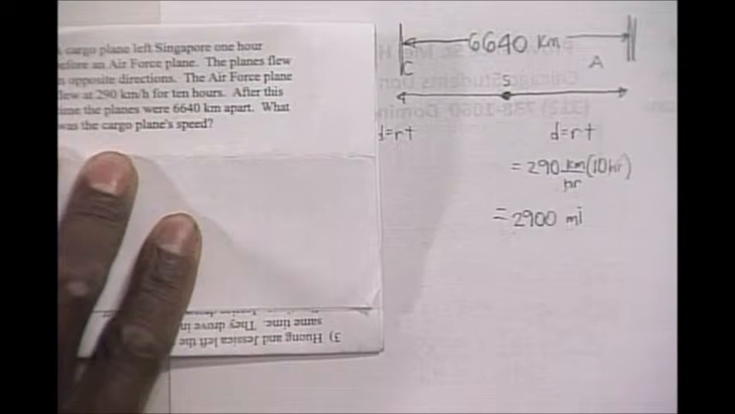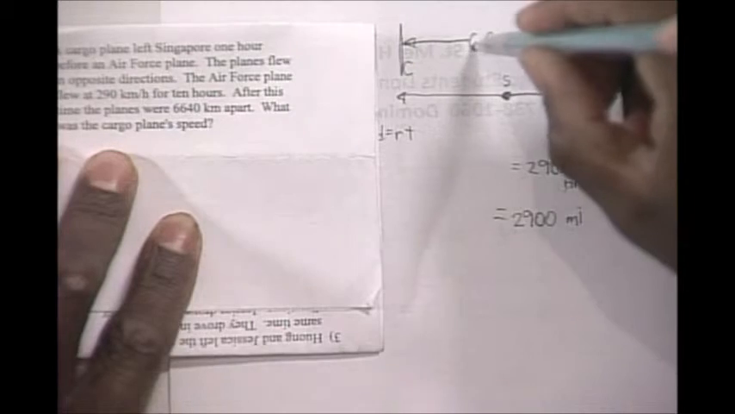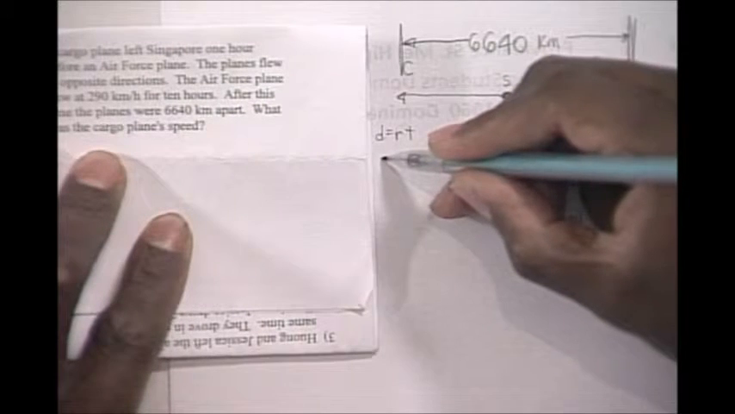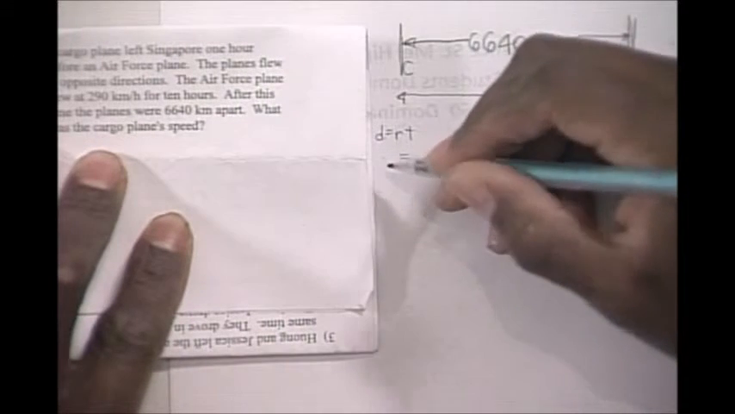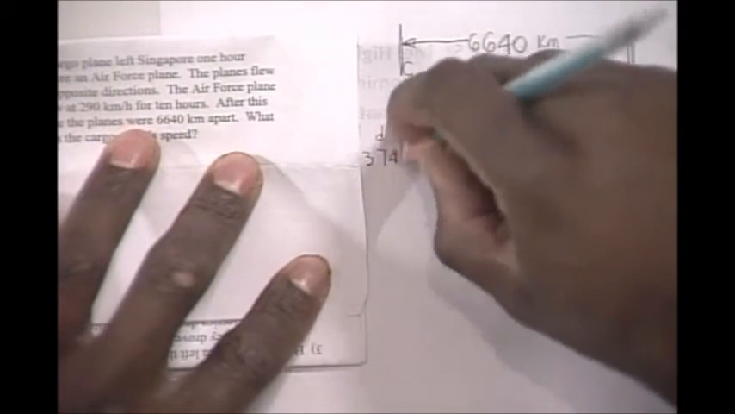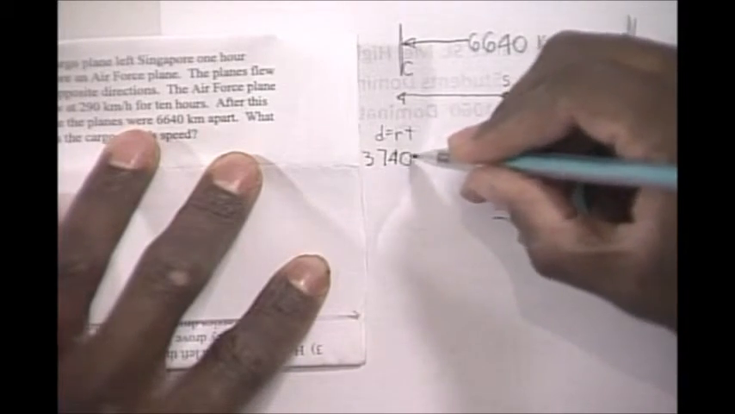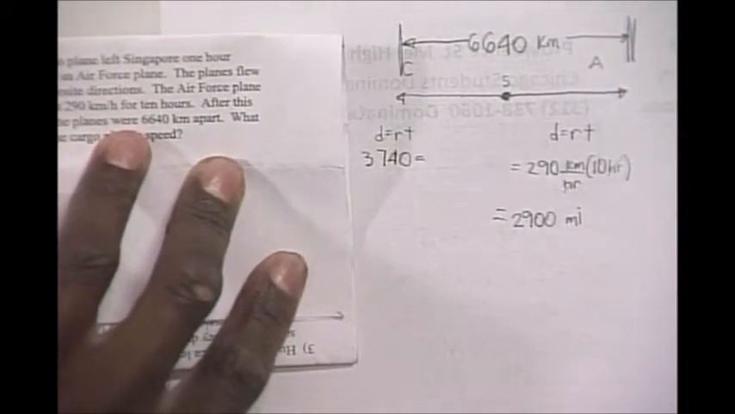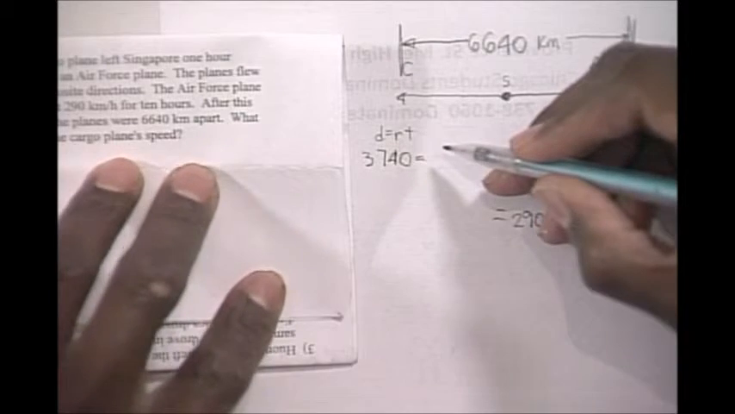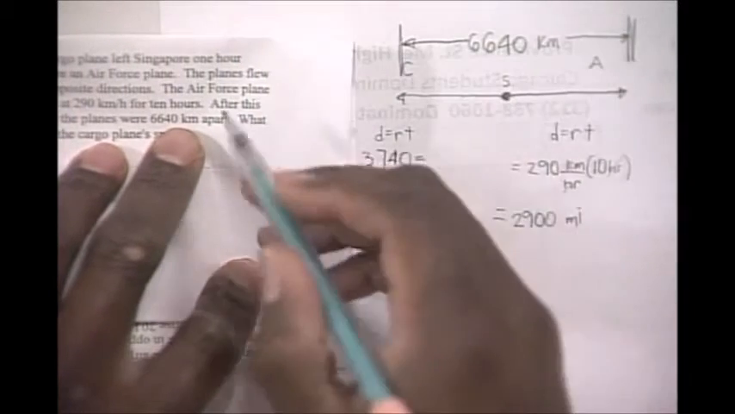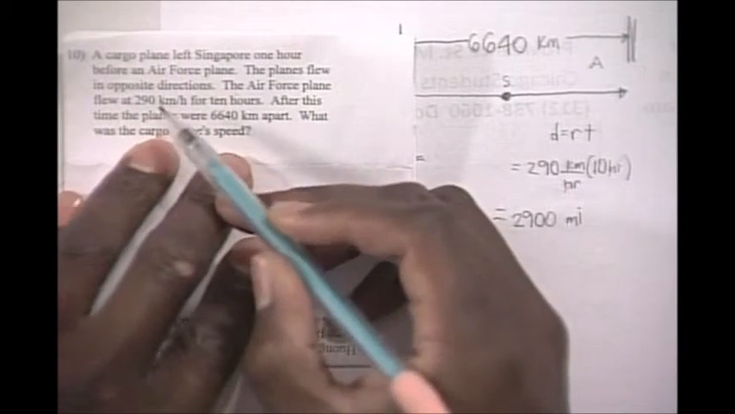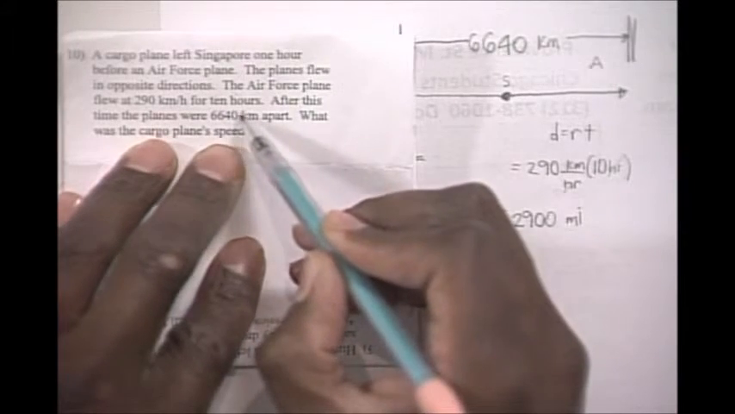I did that before the show. You take 6,640, you subtract 2,900, you get a distance of 3,740. A distance of 3,740 is equal to rate times time. They gave you the time, because they said the Air Force plane flew at 290 kilometers per hour for 10 hours.